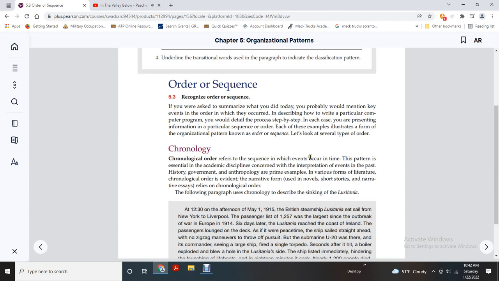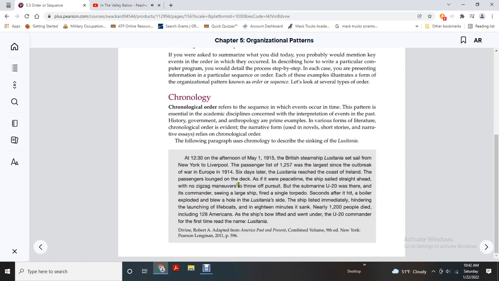Chronological order refers to the sequence of events as they occur in time. The pattern is essential for academic disciplines concerned with the interpretation of events in the past, such as history, government, and anthropology. It is also a prime example in various forms of literature. Chronological order is evident in the narrative form of the novel, the short story, and narrative essays. The following paragraph uses chronological order to describe the sinking of the Lusitania.